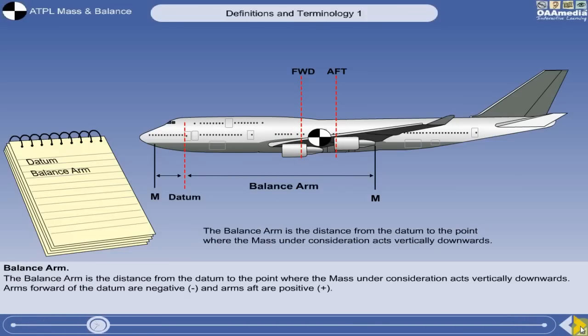The balance arm is the distance from the datum to the point where the mass under consideration acts vertically downwards, as illustrated. When using the balance arm in calculations, it is vitally important to follow the convention that arms forward of the datum are negative and all arms after the datum are positive.